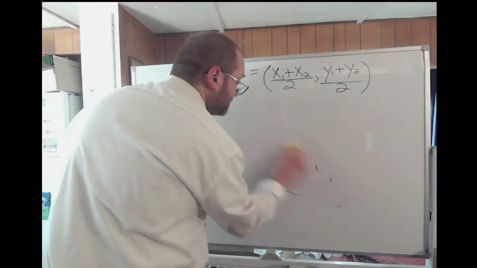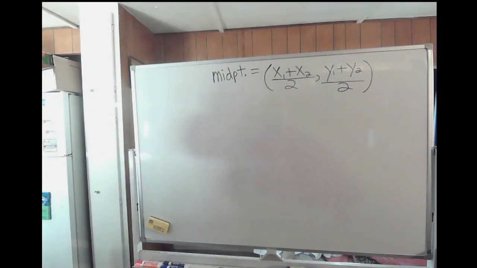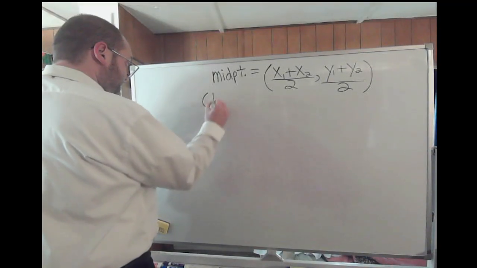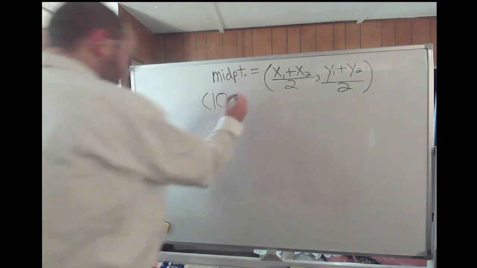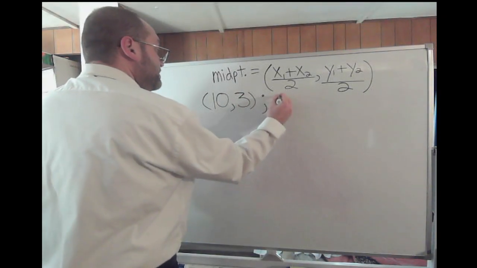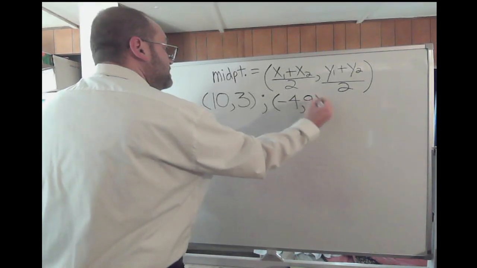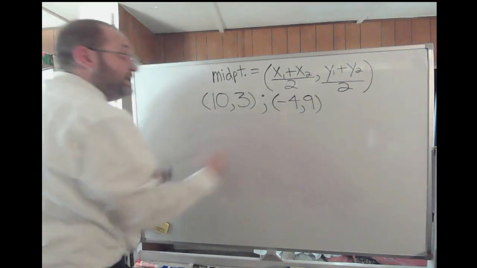I got 3 more examples and we're done for the day. Let's see, we have here 10, 3, then we got -4, 9. So we need to find the midpoint between 10, 3 and -4, 9.